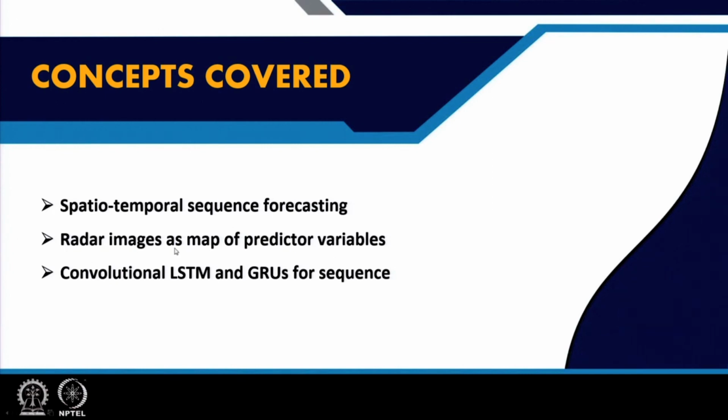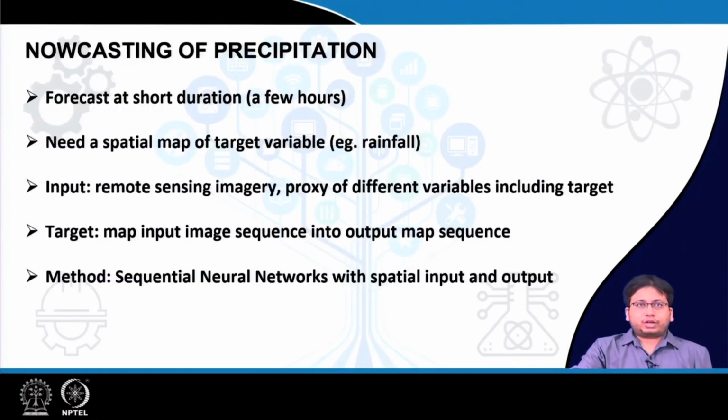We will see different machine learning models for this purpose. We will see convolutional LSTM, which we have discussed briefly earlier also, and we will also see GRUs or gated recurrent units for sequence modeling. Now coming to nowcasting of precipitation, as has already been discussed, this is basically forecasting at a short duration, typically a few hours.